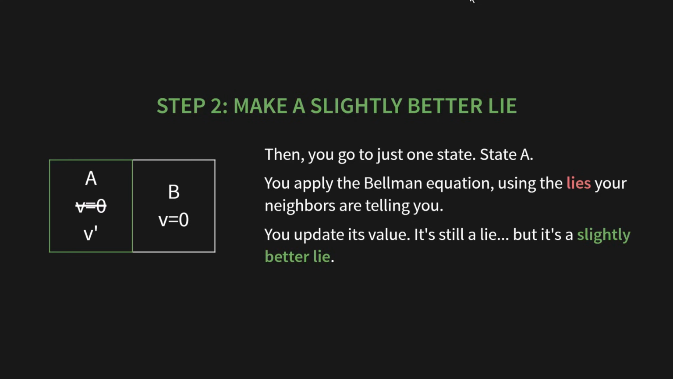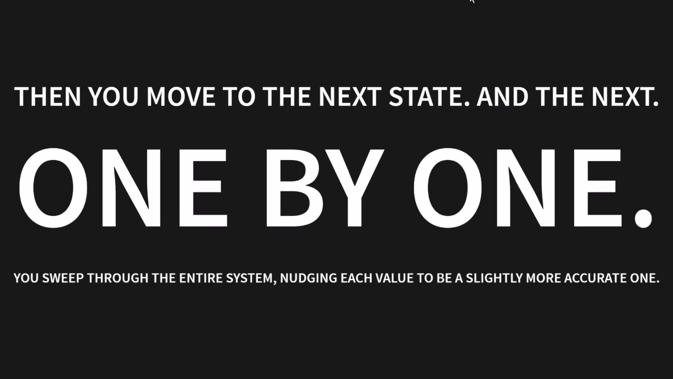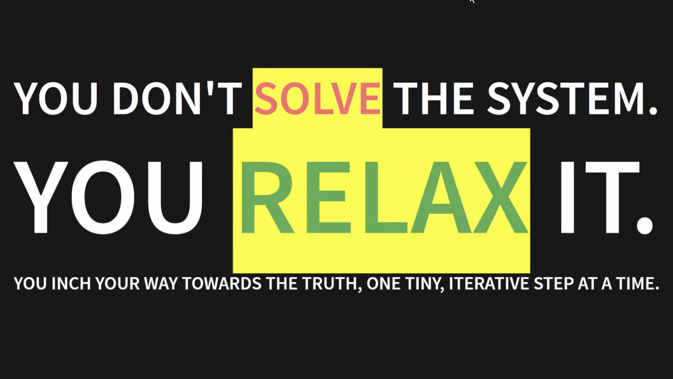It has absorbed one tiny echo of the truth from its neighbors. Then you move to the next state, and the next. One by one, you sweep through the entire system, nudging each value, updating each state's little lie to be a slightly more accurate one, based on the current lies of its neighbors. You don't solve the system. You relax it. You inch your way towards the truth one tiny iterative step at a time.